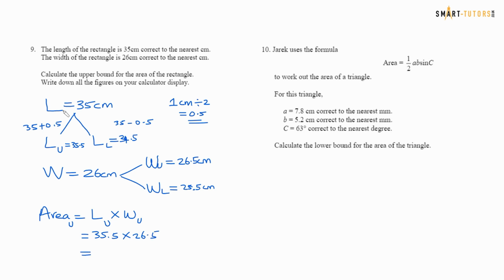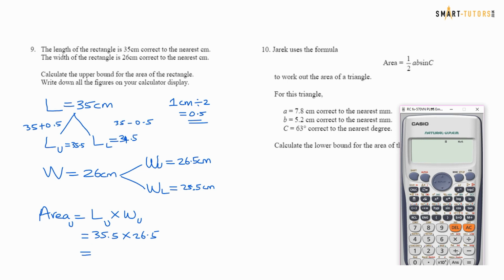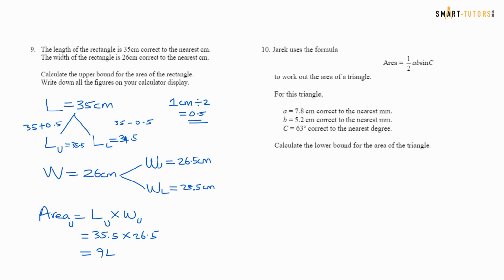35.5 times the upper bound of the width, 26.5. So if you press the calculator, let me open my scientific calculator here: 35.5 times 26.5, that is equal to 940.75. So 940.75 centimeter squared for the upper bound of the area.